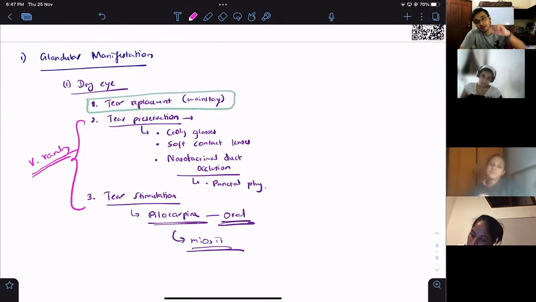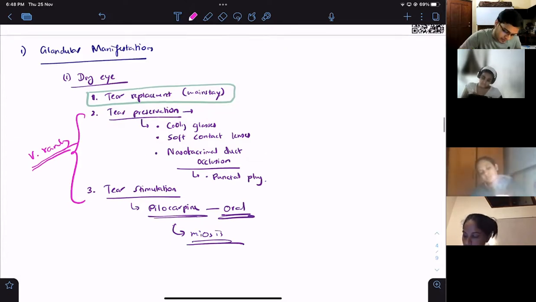Unless they are suffering from other underlying causes like severe lupus, severe rheumatoid conditions, scleroderma, whatever. Then yes, the dry eye might be severe. Otherwise, usually the tear replacement is enough. Very rarely do we need to go for these drugs and the other surgical procedures.